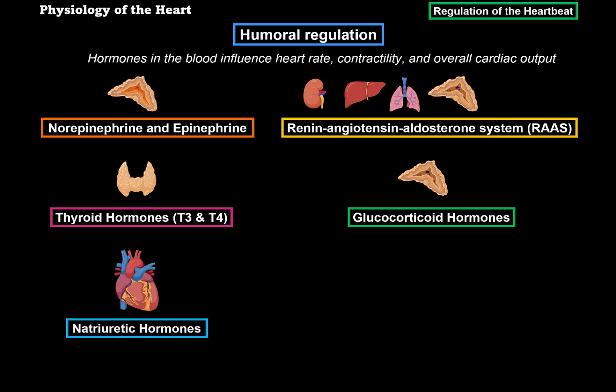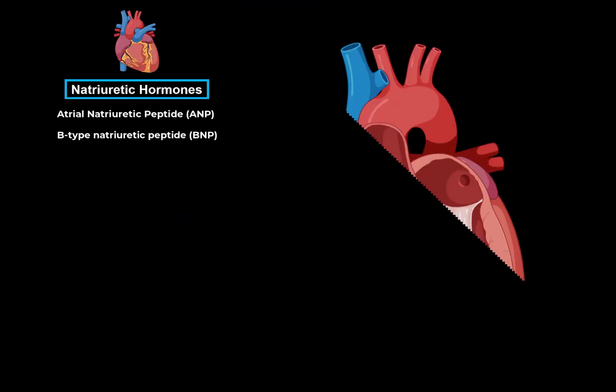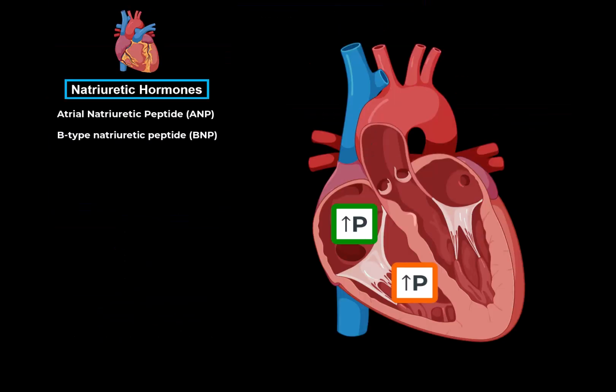Alright, another humoral regulation we have is through the natriuretic hormones, specifically the atrial natriuretic peptide and the B-type natriuretic peptide. If there's an increased pressure within the atria and the ventricles, the myocytes will get stretched and release ANP and BNP. They will then promote dilation of the arteries, reducing blood volume by removing sodium and water through the kidneys, and thereby decreasing the cardiac preload and afterload. By doing that, we get a reduced myocardial workload and lower blood pressure.